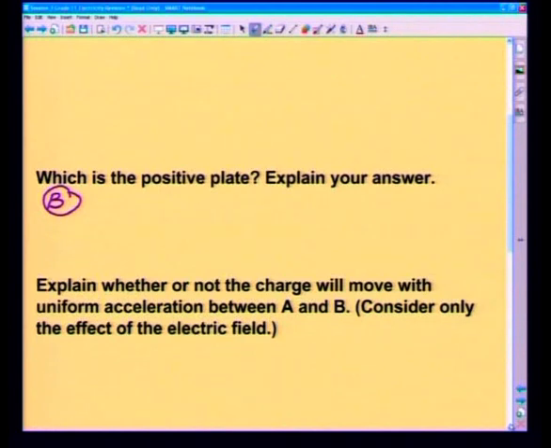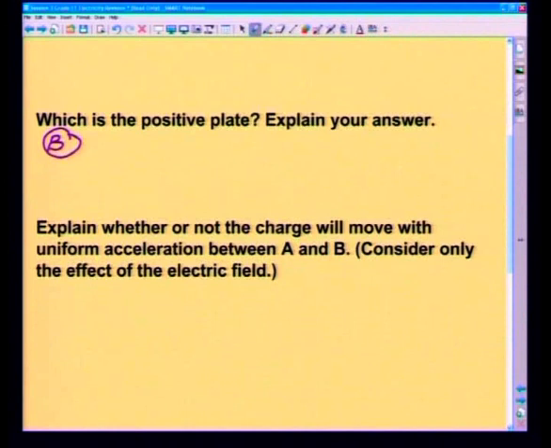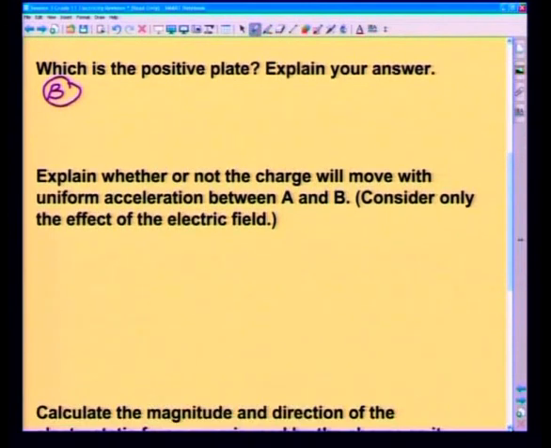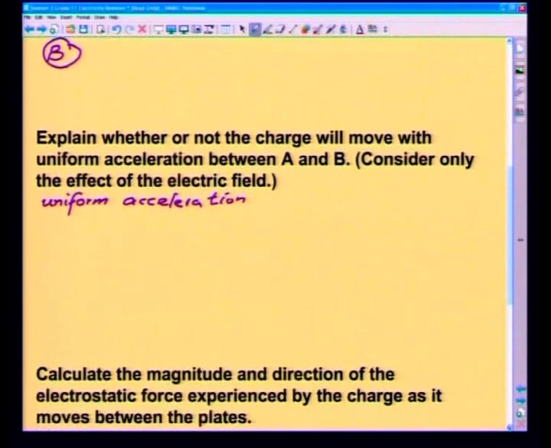Explain whether or not the charge will move with uniform acceleration between A and B. Consider only the effect of electric field strength. And of course, we'll say it will move with uniform acceleration because it is in a uniform field. In other words, it is experiencing the same force throughout. So that is the answer there.